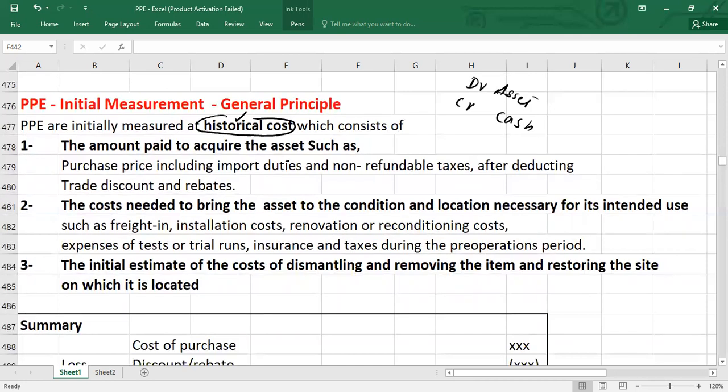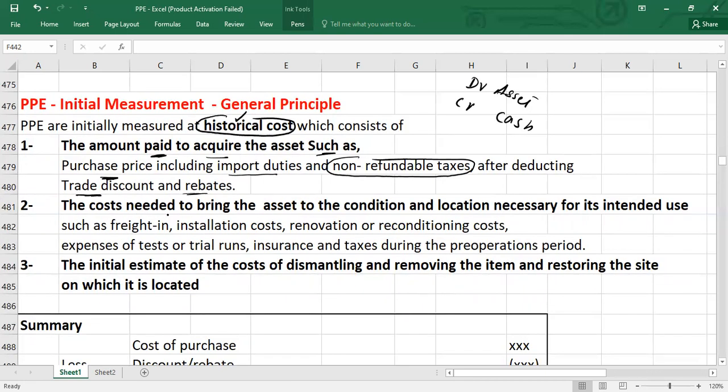And the historical cost might include three types of cost overall. It might include the amount paid to acquire the asset, such as the purchase price, including import duties and non-refundable taxes. Okay, if you have paid any taxes which are refundable, please note that should not be part of the cost of the asset. You also need to deduct any trade discounts and rebates. This is the amount paid to acquire the asset.